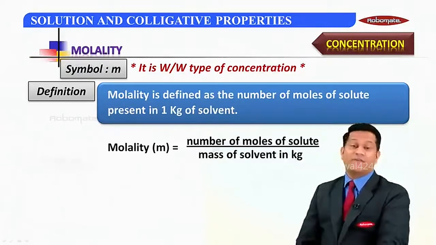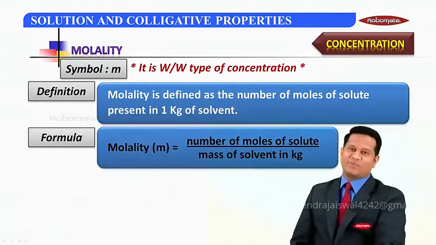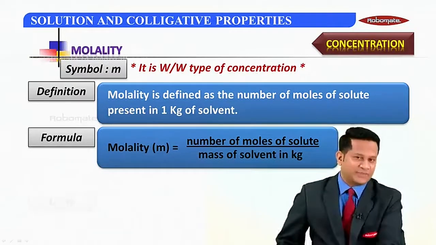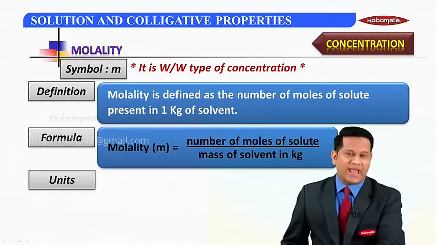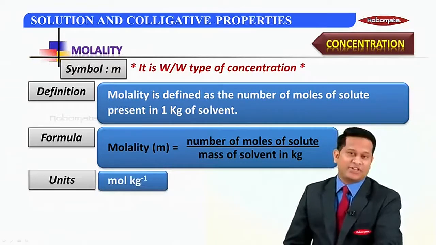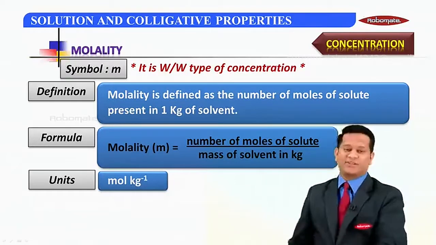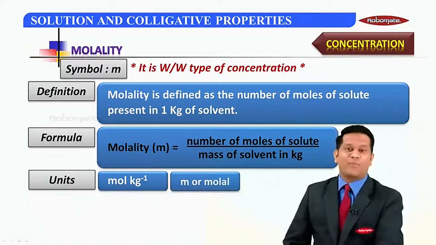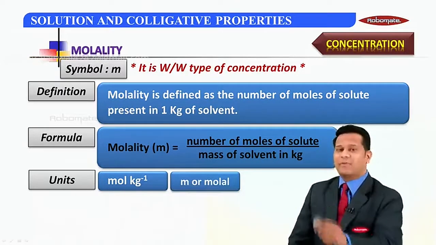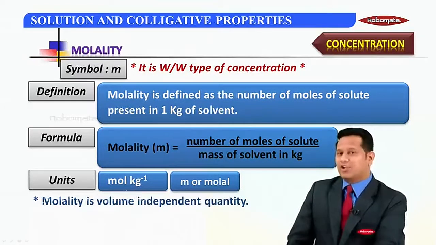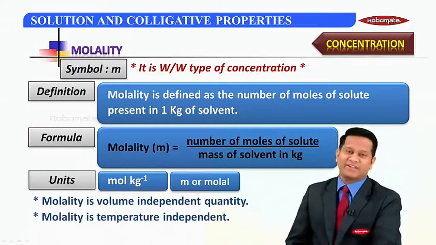Hence, the formula is molality, small m, is equal to the number of moles of solute divided by the mass of solvent in kg. Since the numerator is mole and the denominator is kg, the units are mole per kg or mol kg inverse. The other possibility is you can write the unit as small m, or you can represent it as molal. If you see the formula for molality, it doesn't depend upon volume, so it is volume independent. So obviously it will not depend upon temperature also, so it is a temperature independent concentration. So that's what we have for molality.